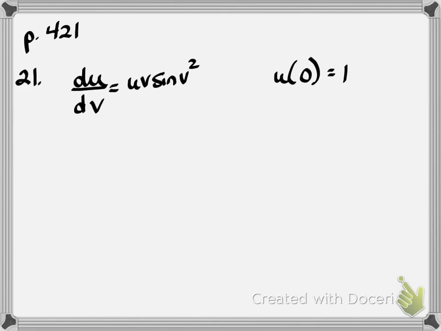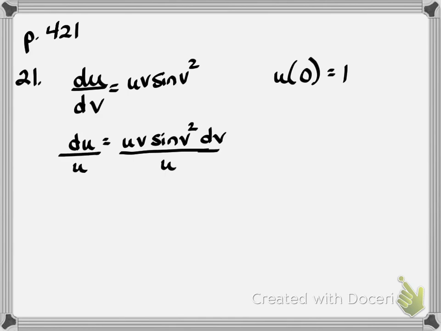Okay, now let's look at number 21. They wanted us to find the particular solution that satisfies the general condition. So we're going to separate variables and integrate and then plug in our initial condition. So let's take the dv and multiply it to the other side. Sine of v squared dv. And we need the u over there with the du. So let's divide both sides by u. So du over u equals v sine v squared dv. Now we're ready to integrate both sides.